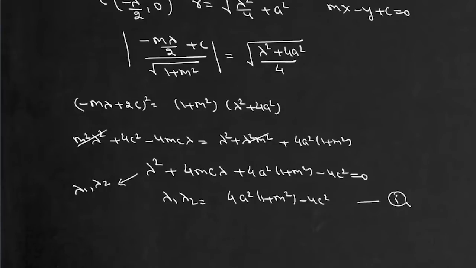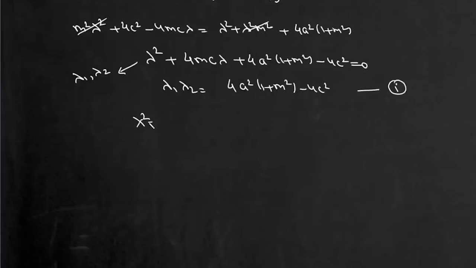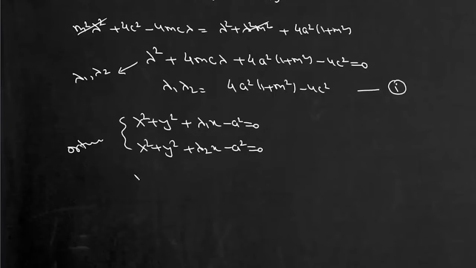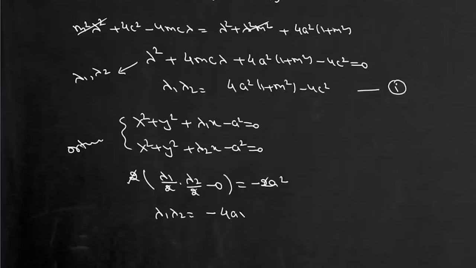Now it says both the circles intersect orthogonally. The equation of two circles is x square plus y square plus lambda 1x minus a square equals 0 and x square plus y square plus lambda 2x minus a square equals 0. Now these two circles intersect orthogonally. So that means 2 times g1 g2, where g1 is lambda 1 by 2 and g2 is lambda 2 by 2, minus f1 f2, is equal to c1 plus c2. So that will be equal to minus 2a square. Now 2 and 2 will cancel. So we'll get lambda 1 into lambda 2 as minus 4a square.